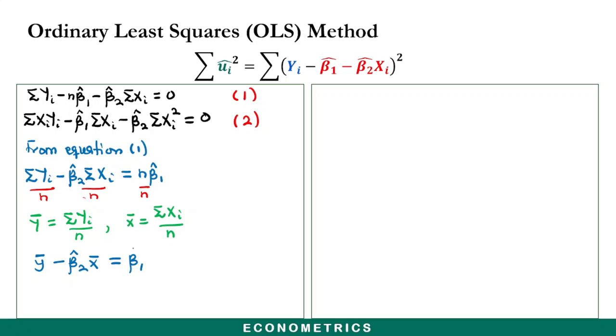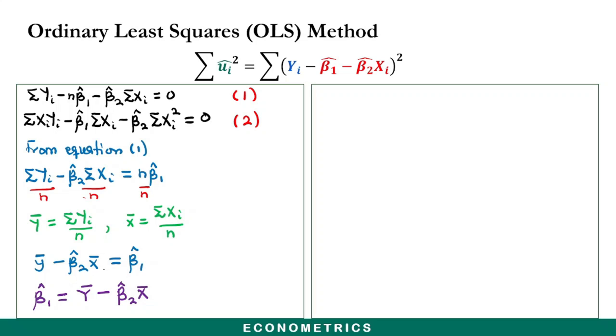and that would be equal to beta 1 hat. So this means if you want to estimate beta 1 hat in an econometric model, let me rewrite it like this: beta 1 hat equals the mean of y minus beta 2 hat times the mean of x. So this is how we can solve for beta 1 hat using the method of ordinary least squares.